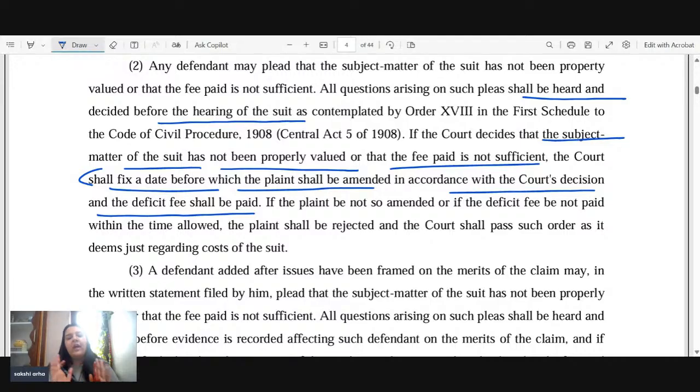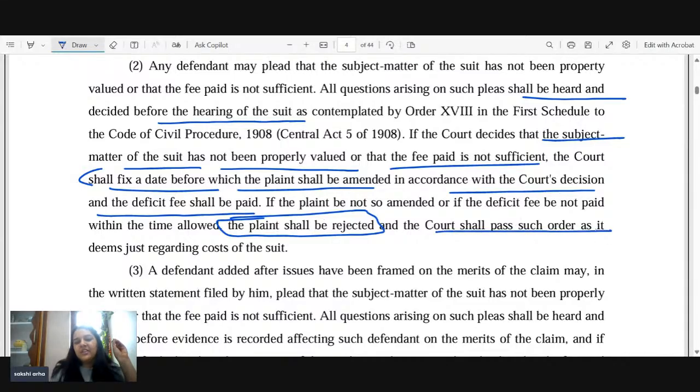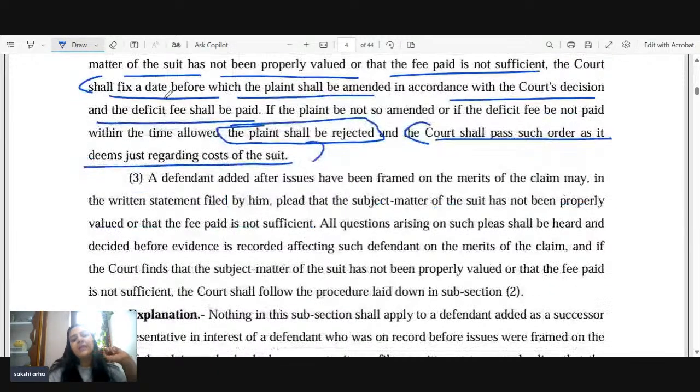Okay, court will allow them a time on which they will appear and either they will amend the plaint or they will pay the deficit fee. जितनी फी बाकी है they will pay it. ना ही फी पे की जा रही है, ना ही plaint amend की जा रही है. In that case what will happen? The plaint shall be rejected. Okay, just underline this. The plaint shall be rejected, and the court shall pass such order as it deems just regarding the cost of suit. और उस पे उल्टा cost impose कर दिया जाएगा by this court.